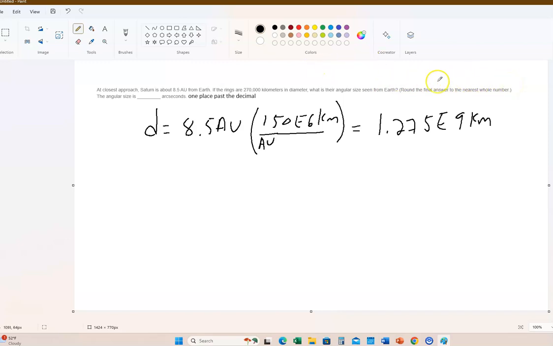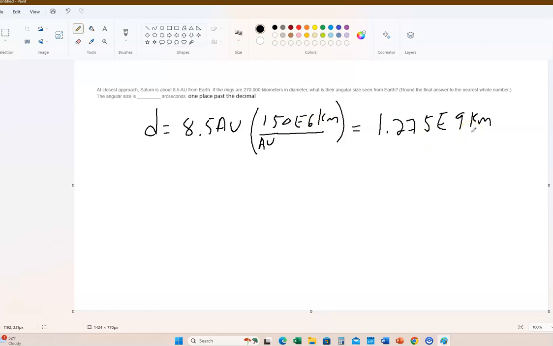Sorry, you don't want that. That's the angular size in arc seconds. This rounding part should not have been in there. We're going to find the angular size in arc seconds. The equation we need, to change the distance, I did that already. You change the distance from AU, this is what 1 AU is, and you get this many kilometers.